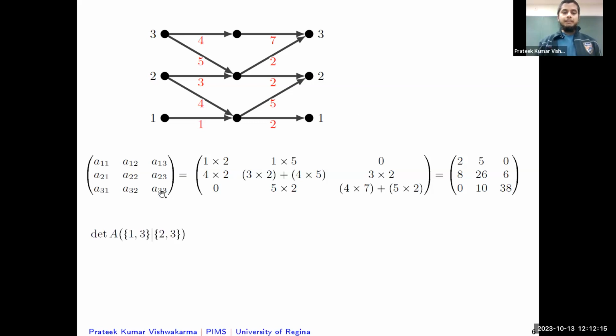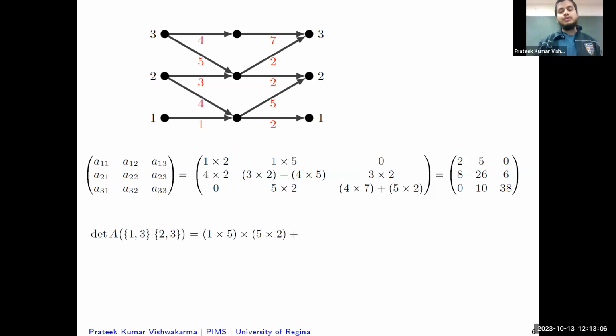Now suppose we want to compute the minor of this matrix corresponding to row indices 1, 3 and column indices 2, 3. Then we look at all the disjoint families of paths starting from vertices 1, 3 on the left side and ending at vertices 2, 3 on the right side. One way is going from 1 to 2 using 1 times 5 and going from 3 to 3 using 5 times 2. The overall weight is the product of all of these weights, which is 1 times 5 times 5 times 2.